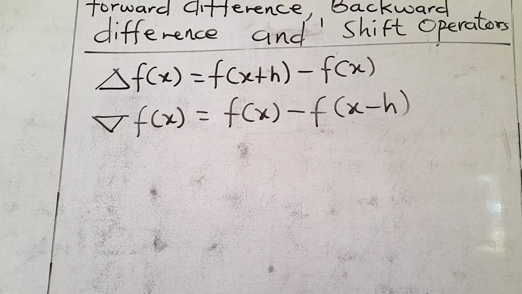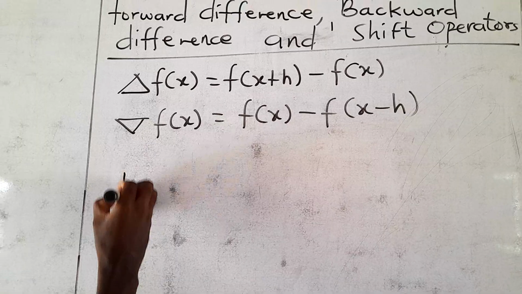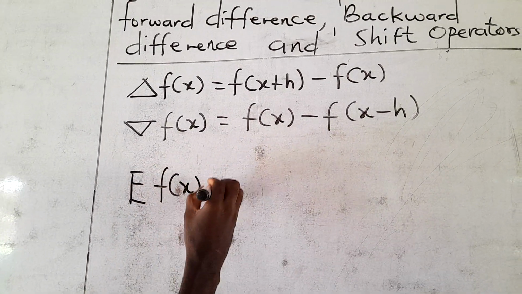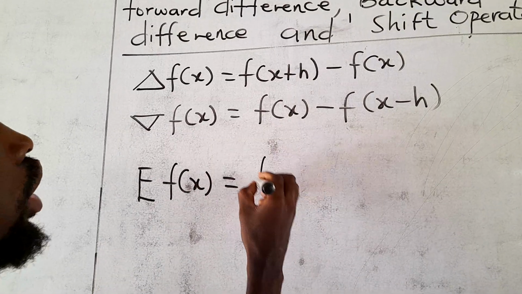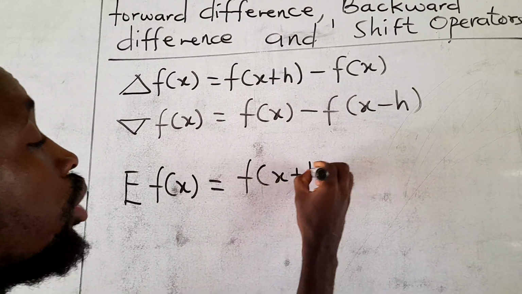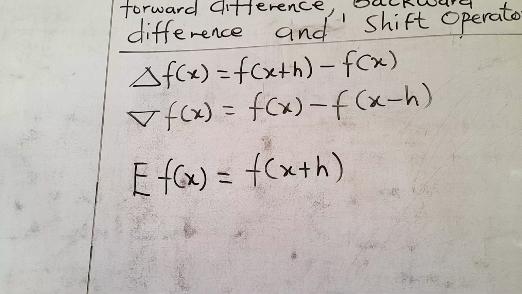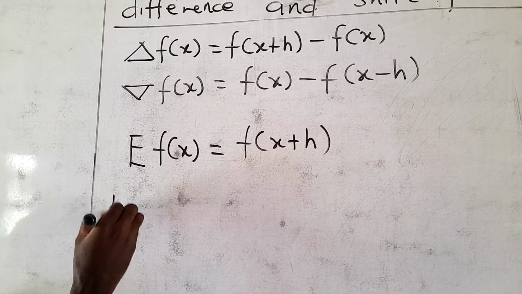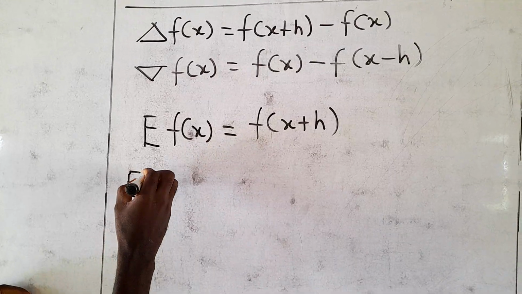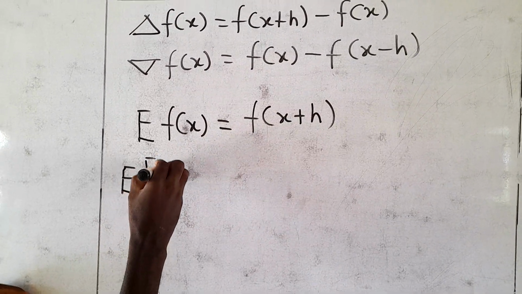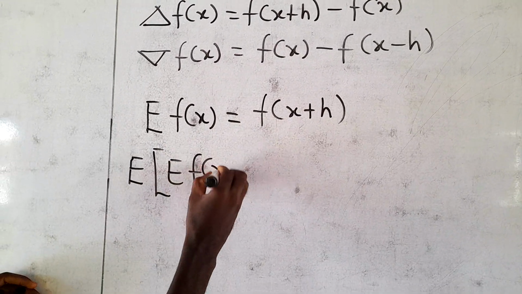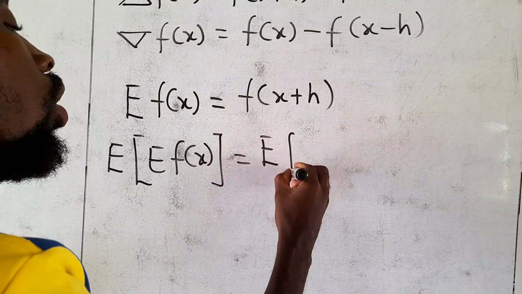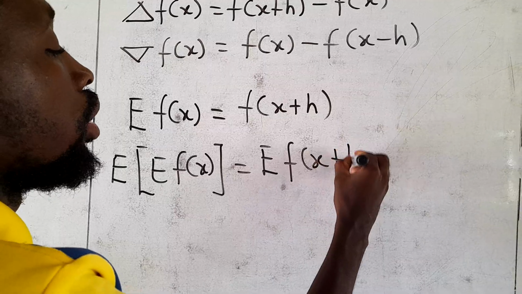So what is the shift of a function? The shift of a function is actually equal to the function that is greater than it. Very, very simple. I hope you get that. So now let me find the shift of both sides. So the shift of both sides will be equal to the function at x plus h.